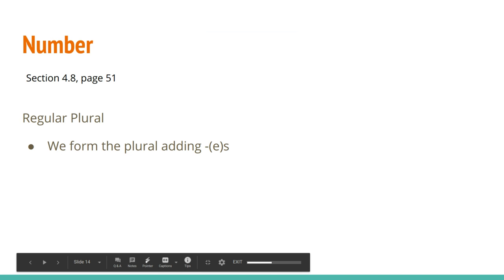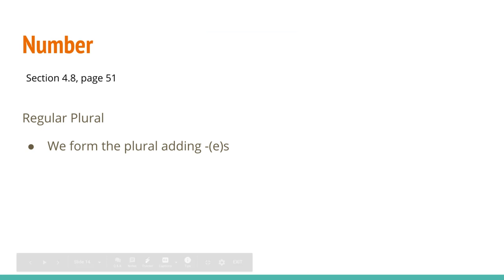Welcome back. Now, to continue our discussion on nouns, we're going to be talking about two characteristics of nouns. One is that of number. Number refers to nouns being singular and plural. On section 4.8, page 51, you'll find some more detail.